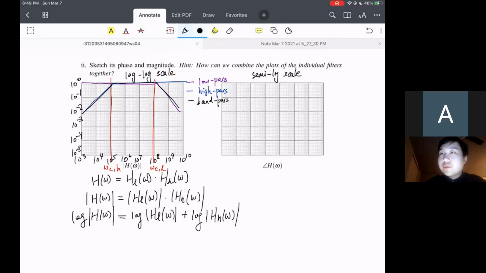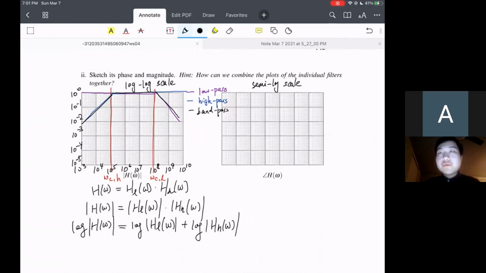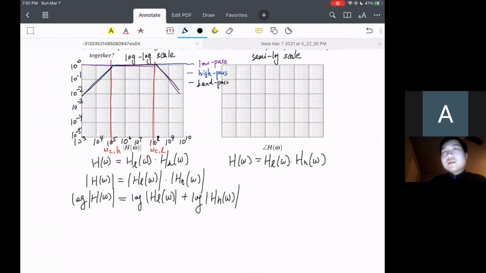So all signals with frequency between the two cutoff frequencies just pass through, whereas all signals outside of that range don't quite pass through. And then for the phase plot, we use the same tactic. We say that H of omega is equal to HL of omega times HH of omega. And since the phase of the product is just the sum of the phases, the phase of H of omega is equal to the phase of HL of omega plus the phase of HH of omega.